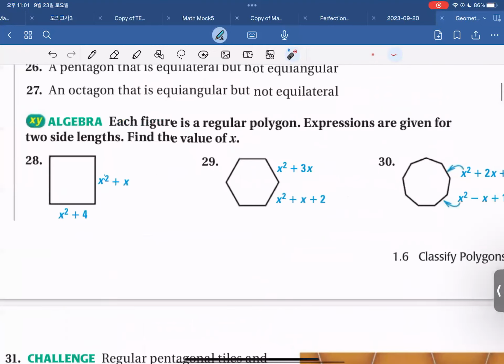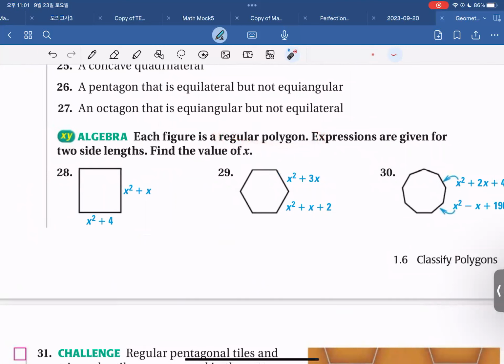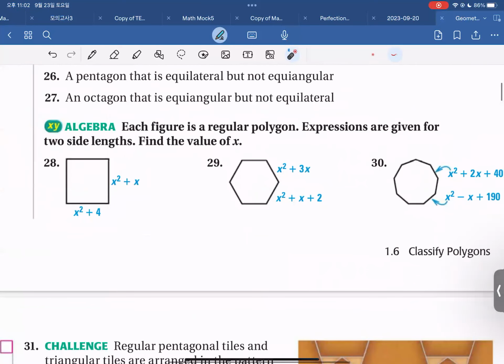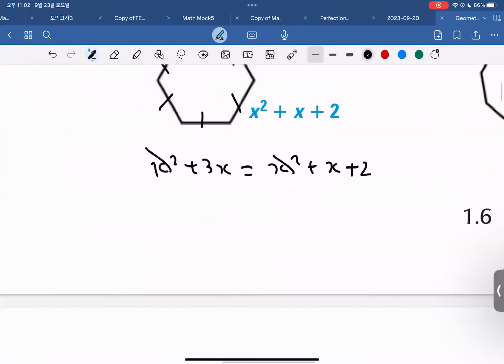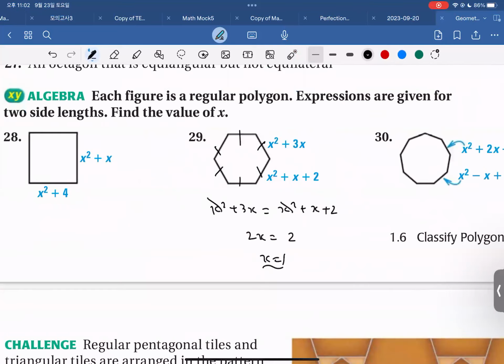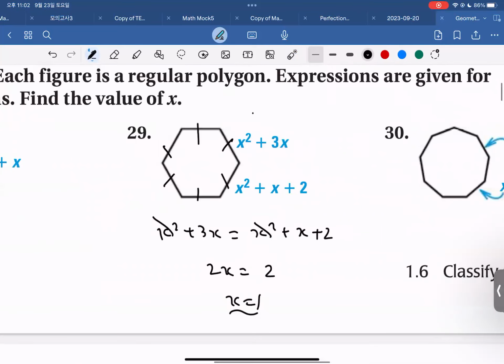So let's look at number 29. Each figure is a regular polygon. Expressions are given for 2 side lengths. So find the value of x. Because we know that each figure is regular, that means these sides are equal, right? Not just these sides, but every side here. So x squared plus 3x would be equal to x squared plus x plus 2. Here, because we move x to the other side, the x squared terms would cancel out, and as we move x, 2x would be equal to 2. X would be 1, so if you're finding the value of x, x would be 1. If you want to check your answer, 1 plus 3 is 4, and 1 plus 1 plus 2 is 4, it is also equal to 4, so we know that our answer is correct here.